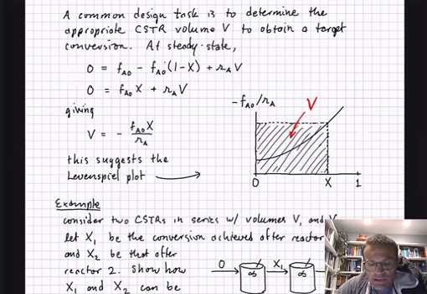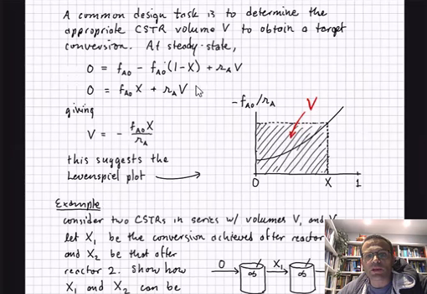A common task in reactor design is to determine the appropriate CSTR volume V that you need to obtain a target level of conversion. At steady state, there is no accumulation of species A. You have flow rate in of species A, FA naught. This is your flow rate out term, and this is the rate of generation of species A, which is usually going to have a negative value, not an explicit negative sign.